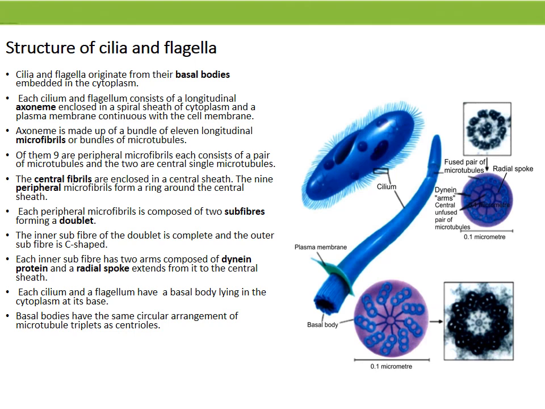dynein arms push on the adjacent outer doublets, forcing a slight sliding movement to occur between adjacent outer doublets. Because the arms are activated in a strict sequence both around and along the axoneme, and because the amount of sliding is restricted by the radial spokes and inter-doublet links, sliding is converted into bending.